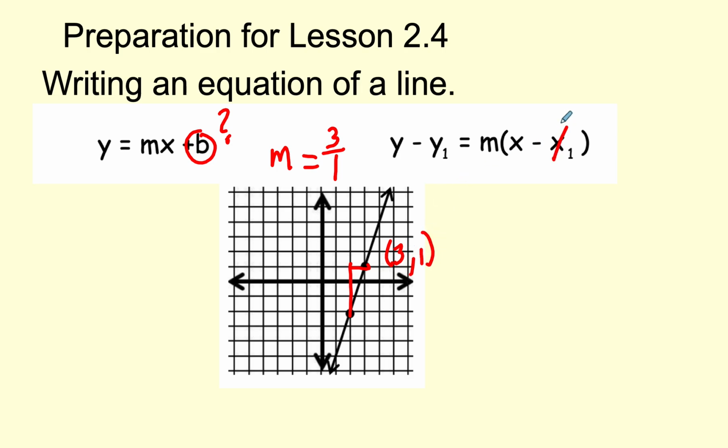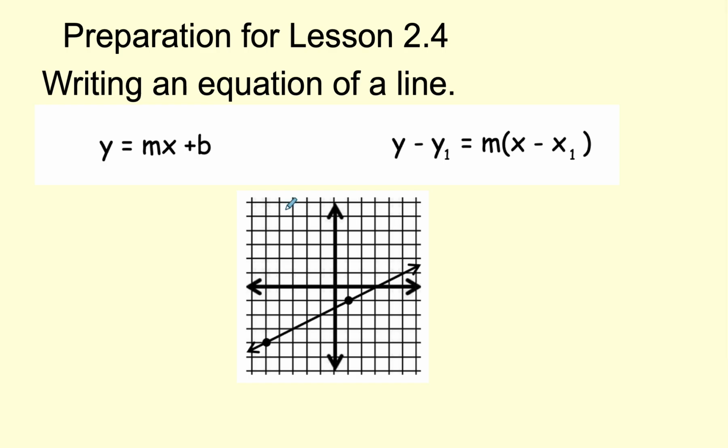I'm going to put the 3 in for the x. I'm going to put the 1 in for the y, and my slope is 3. I'm going to clean it up, and I'm going to write the answer like this. And I'm going to leave it that way. I'm not going to write any more. I don't have to make it look like mx plus b. Let's do it one more time.